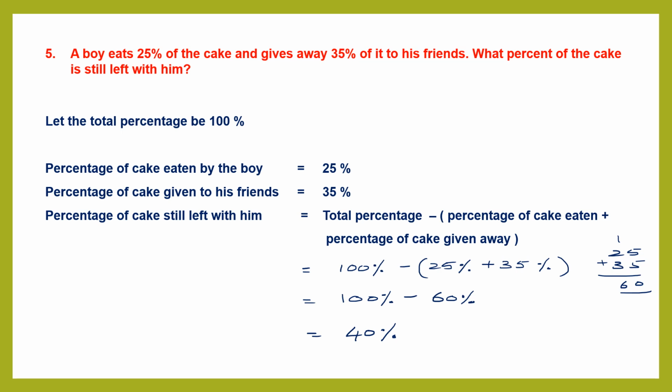So what have we found? We have found the percentage of cake still left with him, that is 40%. So percentage of cake still left with him is 40%. This is our answer.